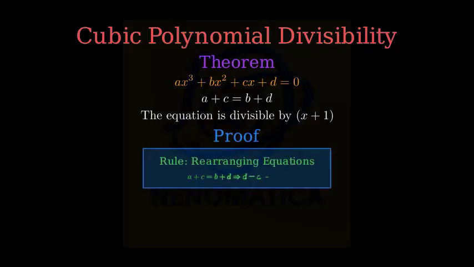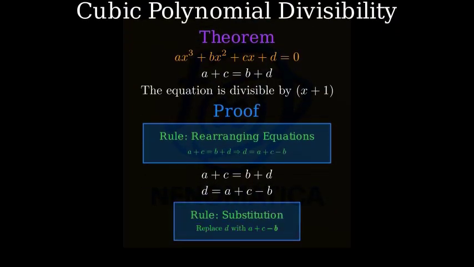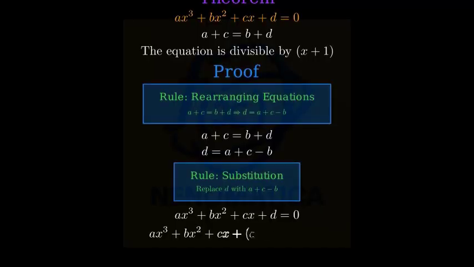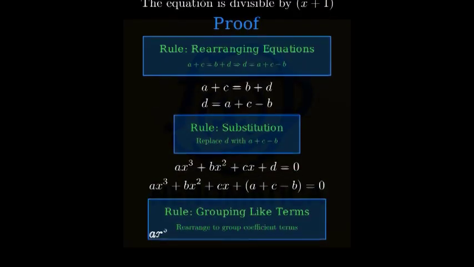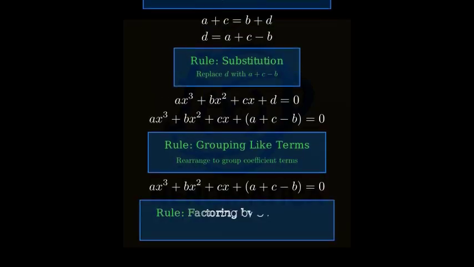First, let's rearrange our condition. From a plus c equals b plus d, we can solve for d, getting d equals a plus c minus b. Now, let's substitute this value of d into our original cubic equation. Next, let's rearrange the equation to group similar terms. We can rewrite it as ax cubed plus a plus bx squared minus b plus cx plus c equals 0.